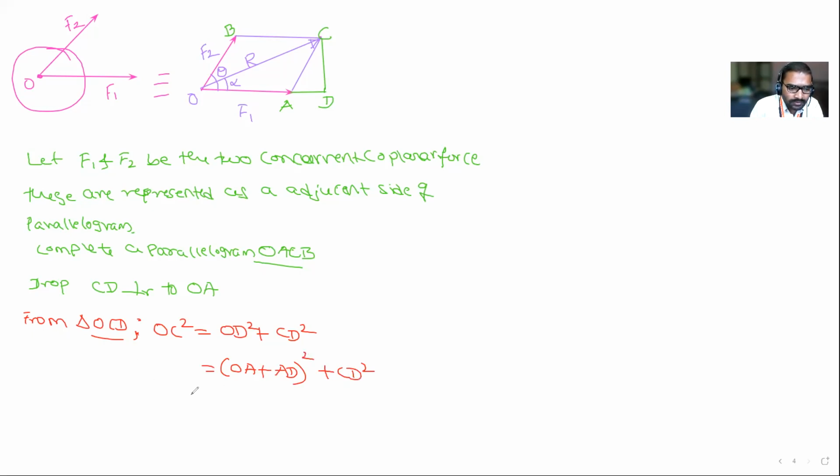Next, from the figure, can you tell me what is the value of OA? OA is equal to F1. See, all of you, if this is theta, how much is this angle? This is also theta, correct? This is also theta.